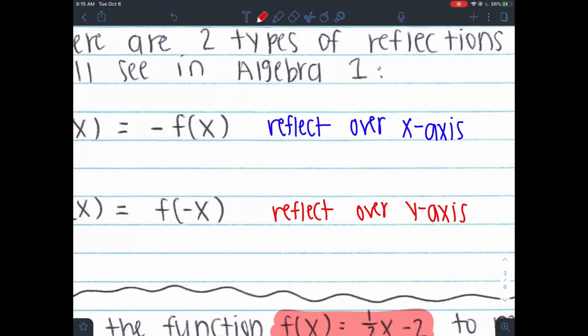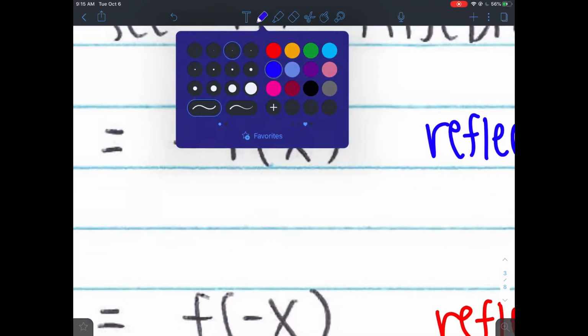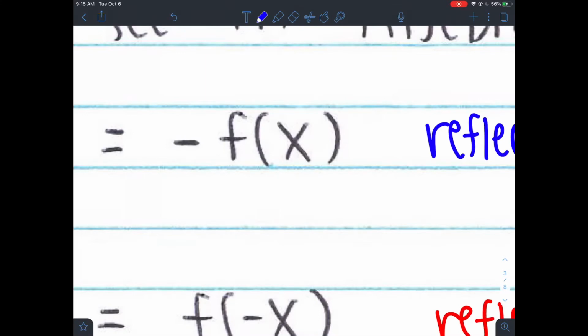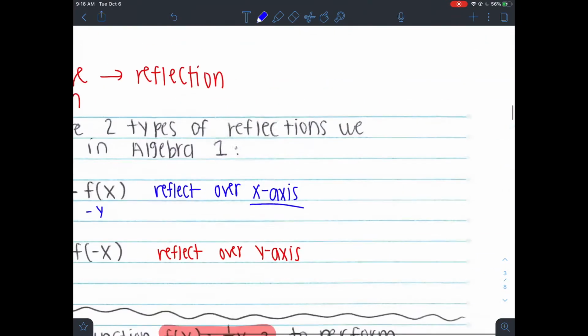Well, when your negative is in front, it's going to be a reflection over the x-axis, and here's why. Remember, what's the same thing as f of x? The same thing as f of x is y. So technically, you have negative y, right? But you want to think opposite. So if I have negative y, I know that a negative means reflection. I want to think reflection over the y-axis because it says negative y, but I have to think the opposite. So it's actually a reflection over the x-axis.